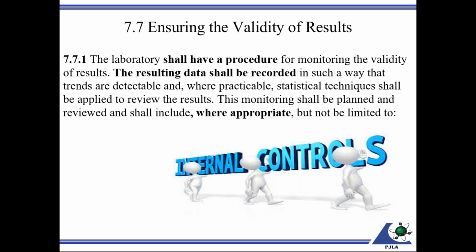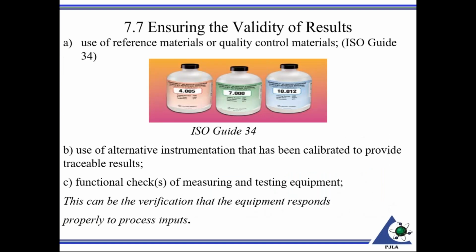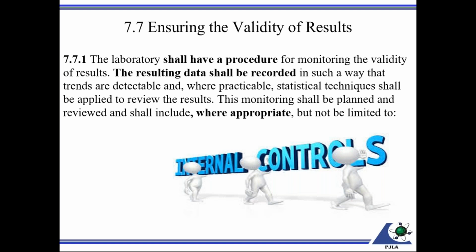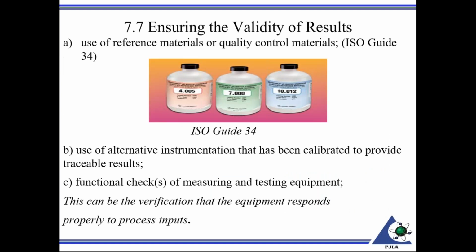Like I said, 7.7.1, where appropriate but not limited to, and these are by all means not all encompassing to everyone. These are internal controls. When I say internal, these are within your four walls that you can implement these tools. So the very first one there, going back and looking at the whole clause, this monitoring shall be planned and reviewed and shall include, where appropriate, but not limited to, A, use of reference materials, quality control materials.